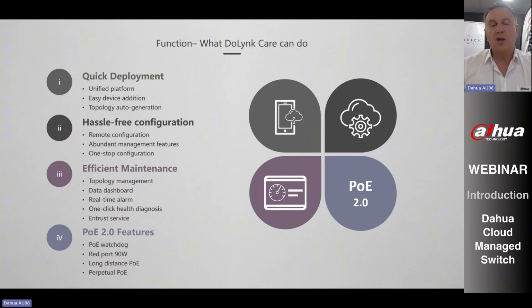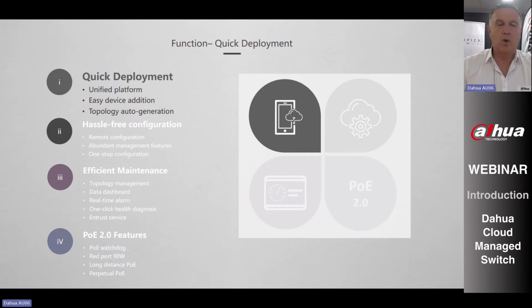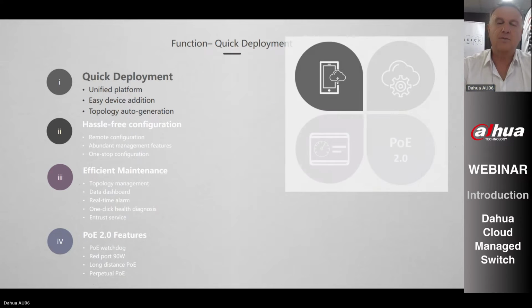Through its functions, the DoLink Care app can do a number of things, which we will split into these four categories: quick deployment, hassle-free configuration, efficient maintenance, and, as I mentioned before, the PoE 2.0 features. Under quick deployment, we have a unified platform, easy device addition, and topology. Let's take a close look at this.